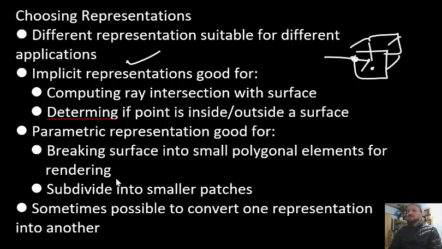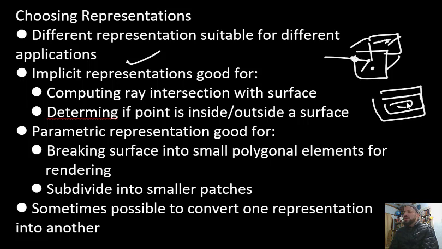And parametric representation is good for breaking surfaces into small polygonal elements for rendering. You want, like a mesh, to divide this into smaller polygons. You must have seen some kind of a mesh all over the place to draw objects. For example, you want to draw a car. This is my car, and you draw it using some kind of mesh, because you divide the object into smaller segments.